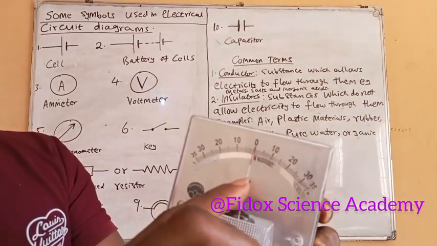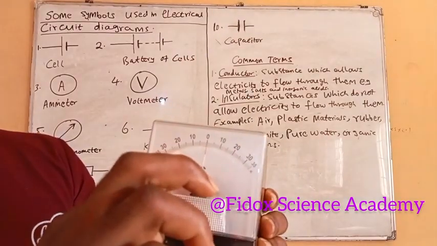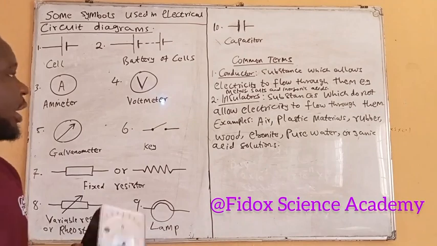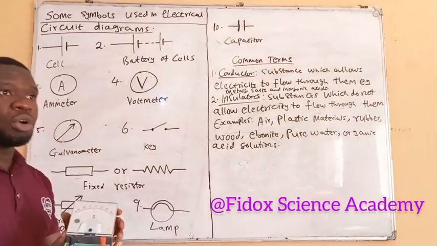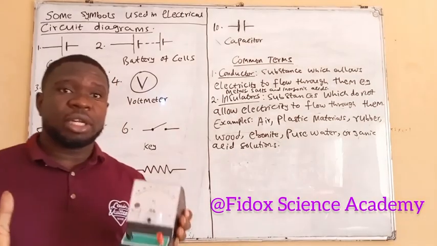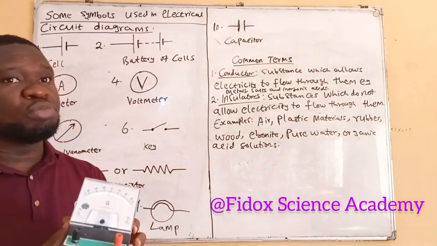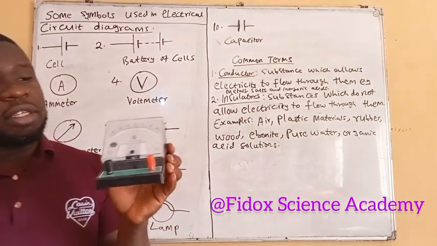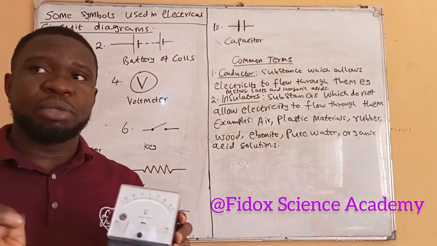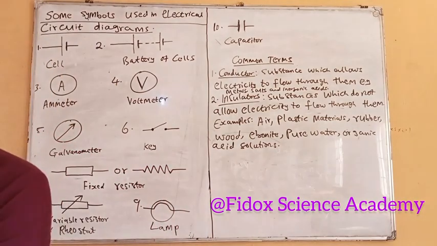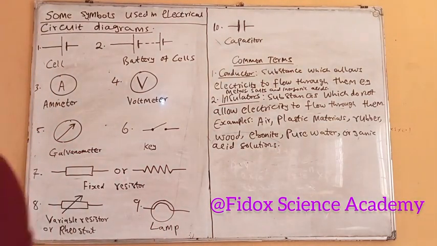Once you see this kind of instrument and it's written G, then you know that it is a galvanometer. A galvanometer also is used to measure current flowing through the circuit. But this time, unlike the ammeter that measures large currents, galvanometers are used to measure very little currents. The galvanometer is very, very sensitive, so you measure very small currents in the circuit.